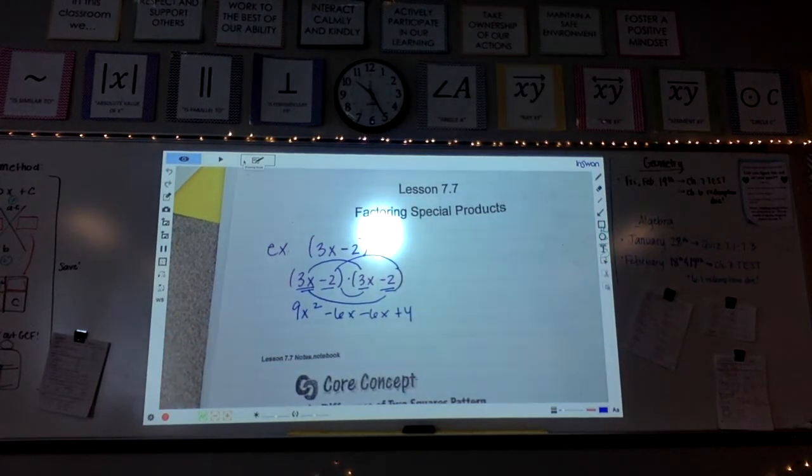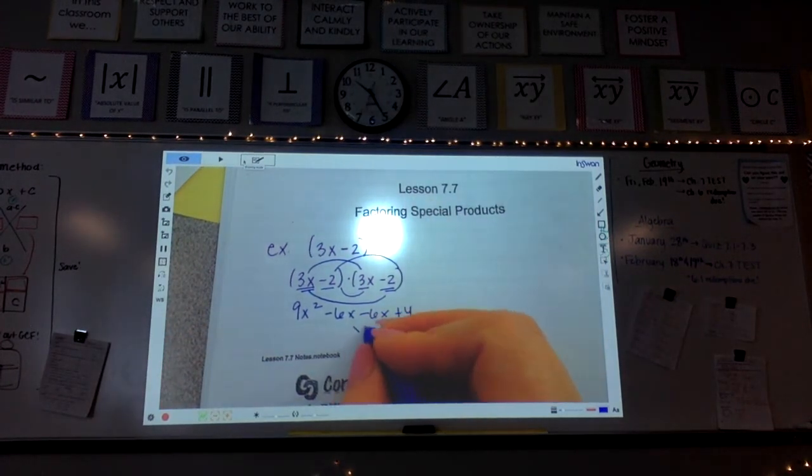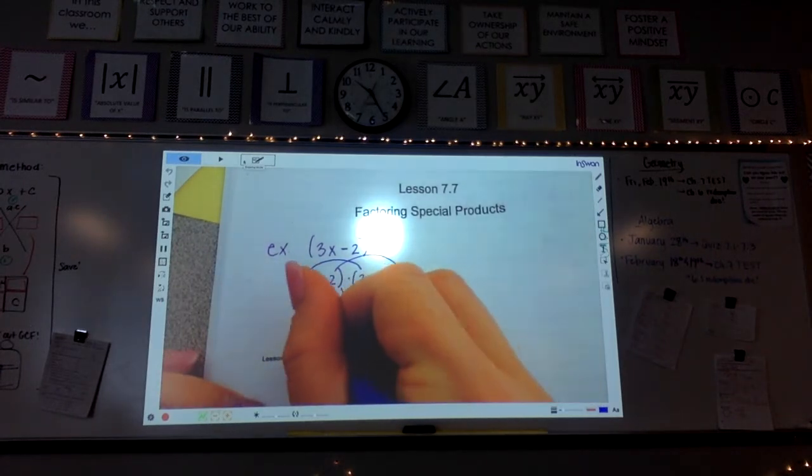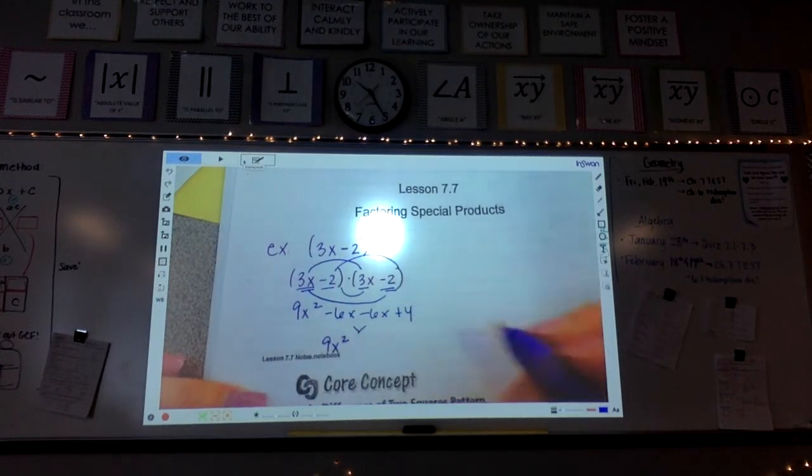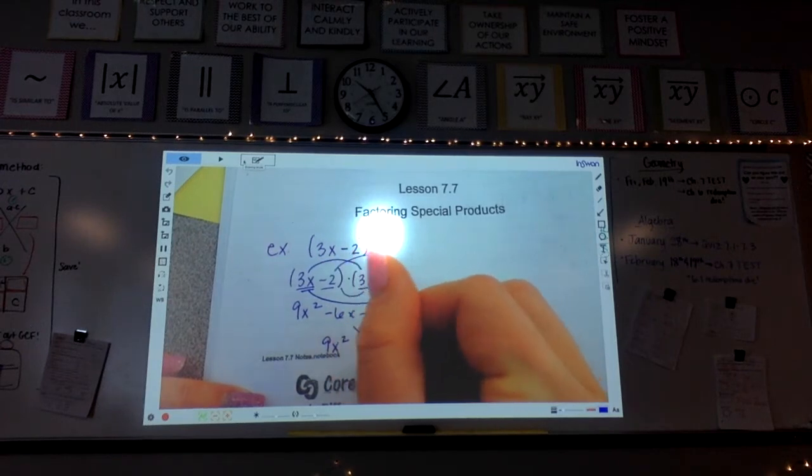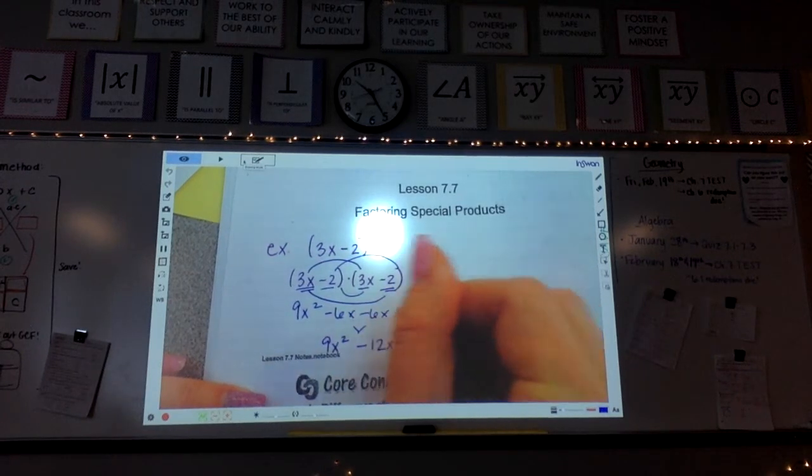You can use box method whenever you want. I'm just trying to make this go a little bit quicker. Then we combine our like terms. Negative 6x plus negative 6x is negative 12x, and then plus 4. And that'd be our answer.